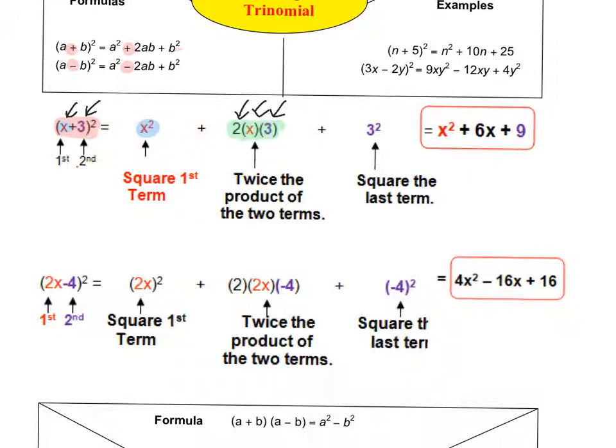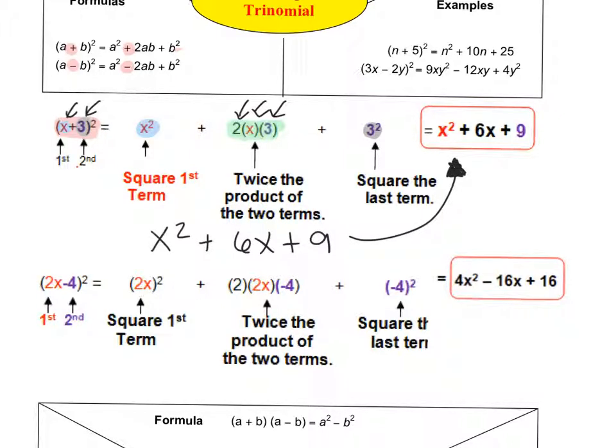Plus the last one is that 3 squared, the last term squared. So once we calculate that, we just get the x squared from this part, plus the 2 times x times 3, which is 6x, plus 3 squared, which is 9. So that answer is right here.